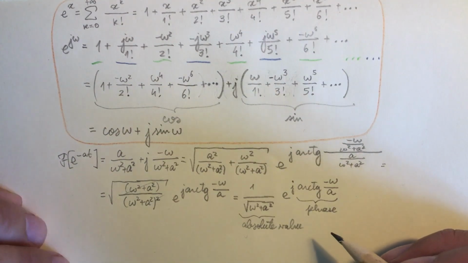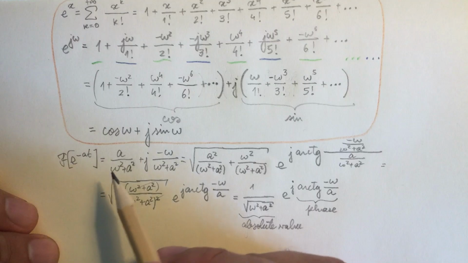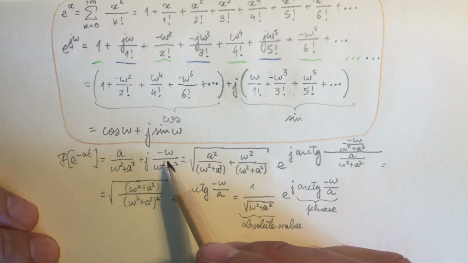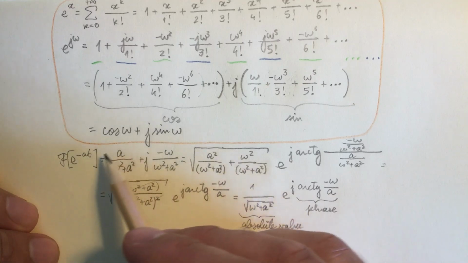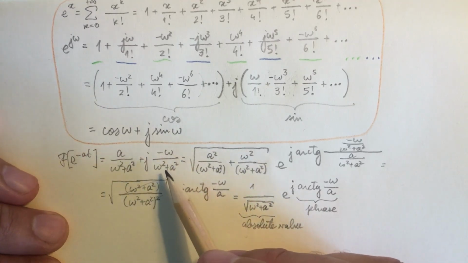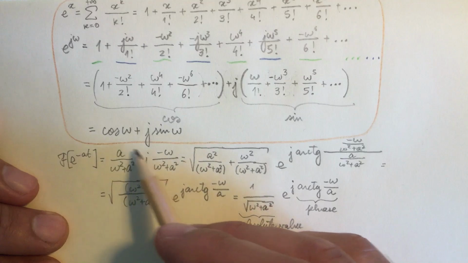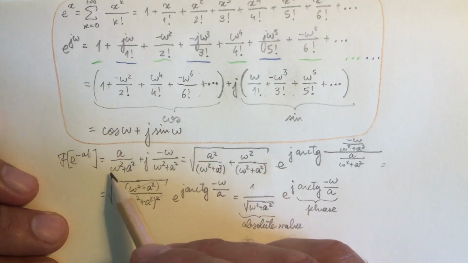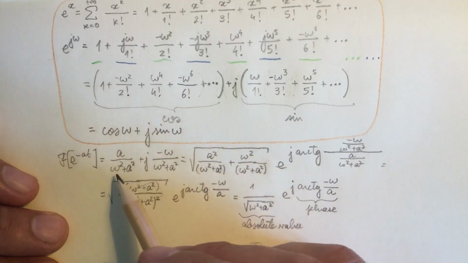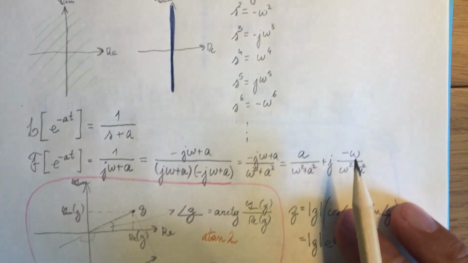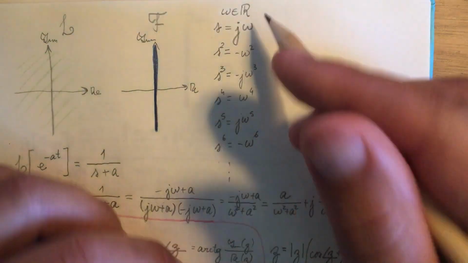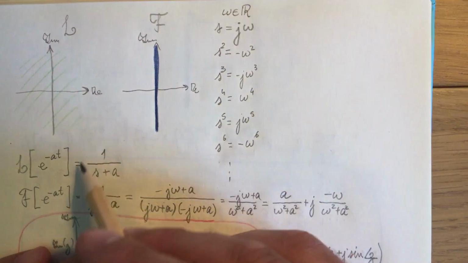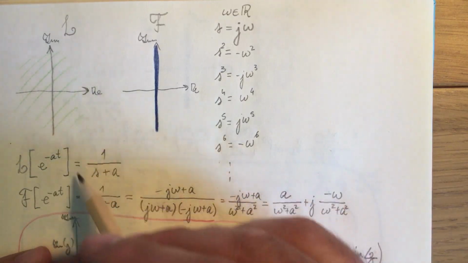When we want to pass from the Fourier transform to the Laplace transform, we have to replace in one of these expressions, preferably this one, omega by the corresponding values of s obtained inverting these expressions, and then simplify until we obtain something as simple as this.